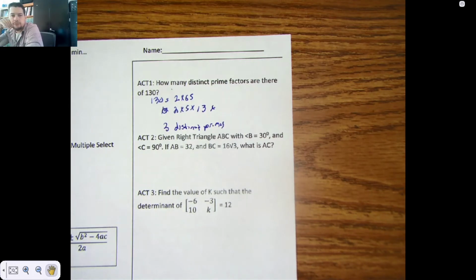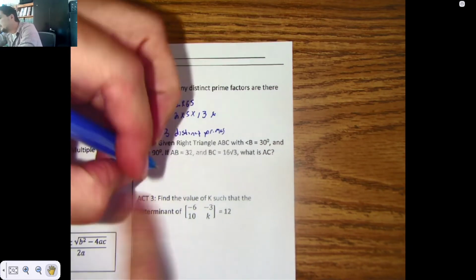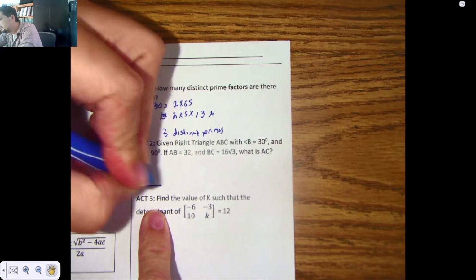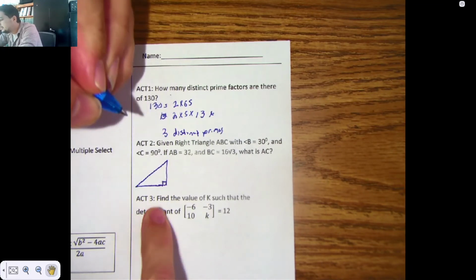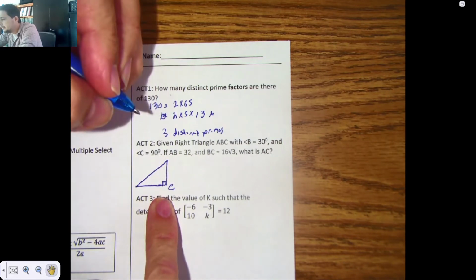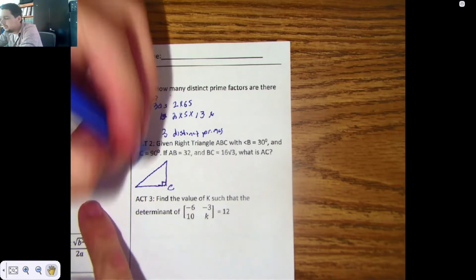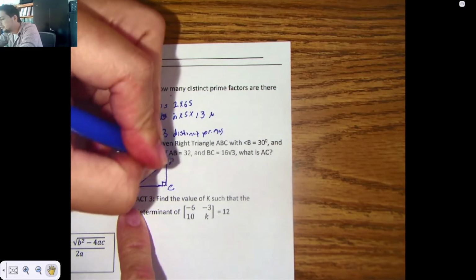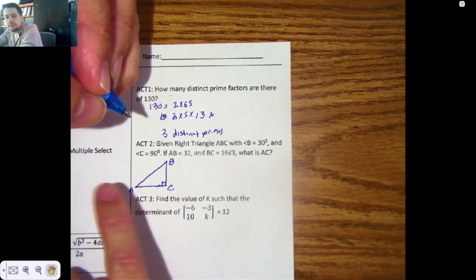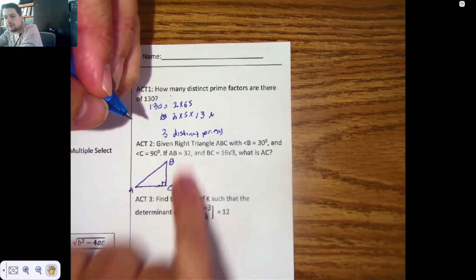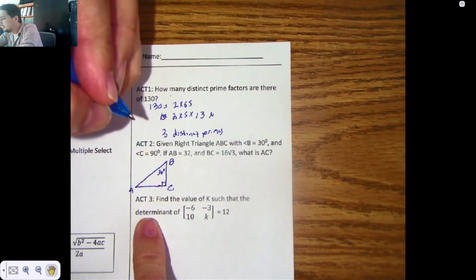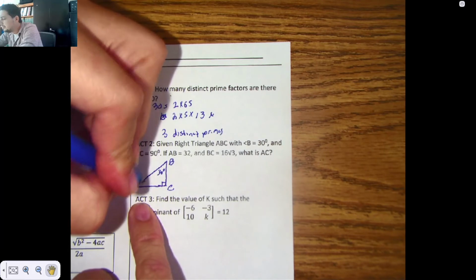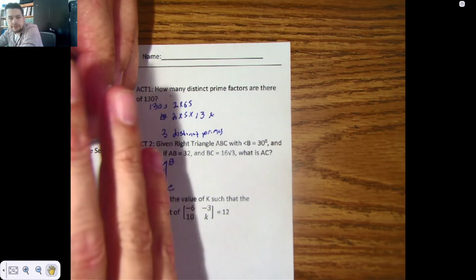ACT 2 is talking about a right triangle. I did notice that some of y'all don't know how to draw a right triangle. It says angle C is 90. From there, it doesn't really matter which one's A and B. When I taught geometry, I always told kids to go clockwise. Put A in the first left-hand corner and go around like a clock. But B is 30 degrees, which means there's 60 degrees left over here for angle A, because there's 180 degrees in the triangle.